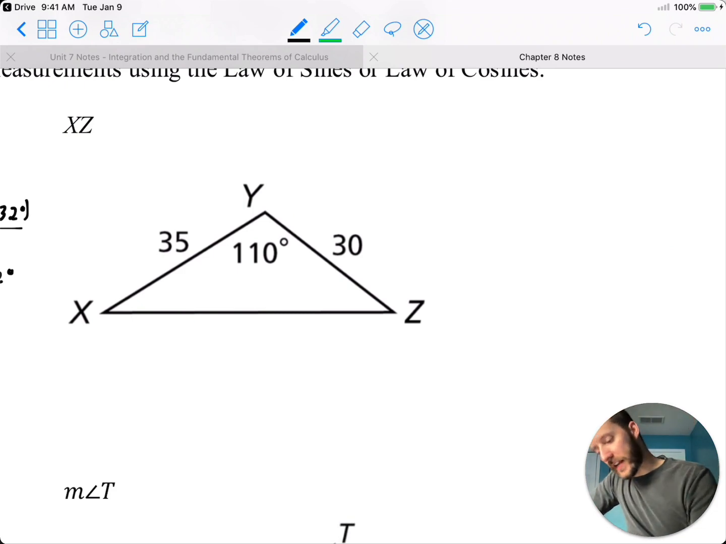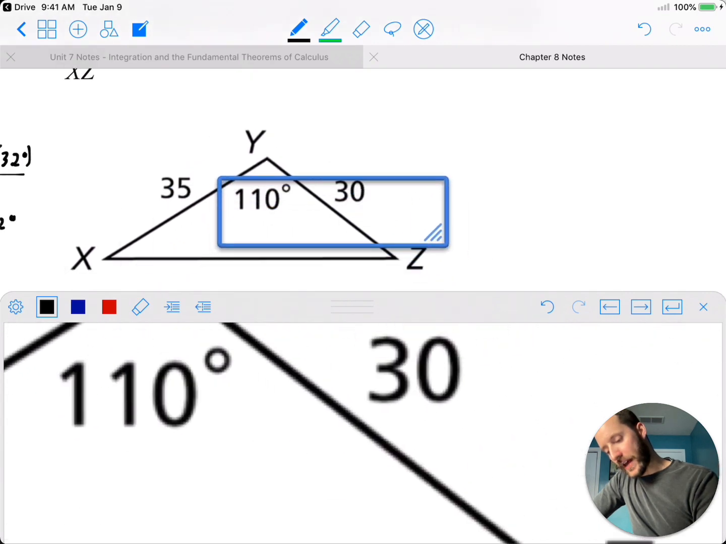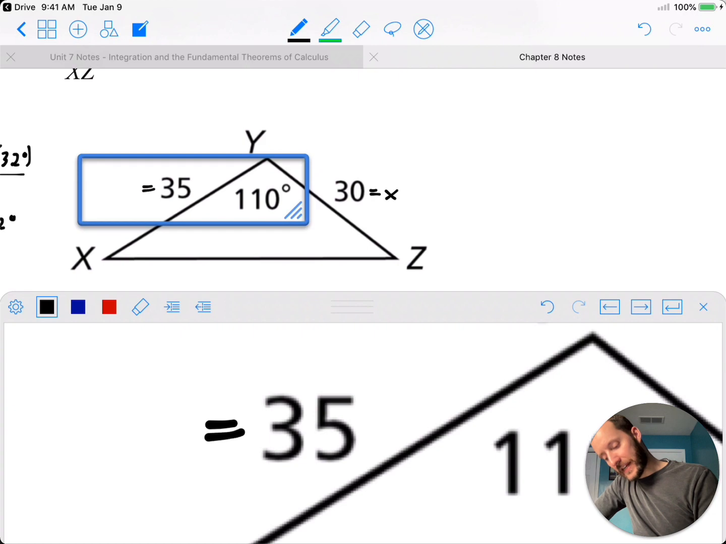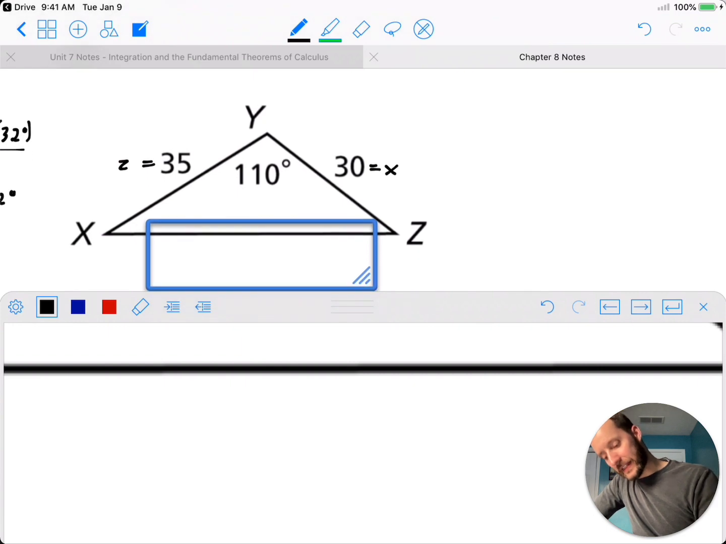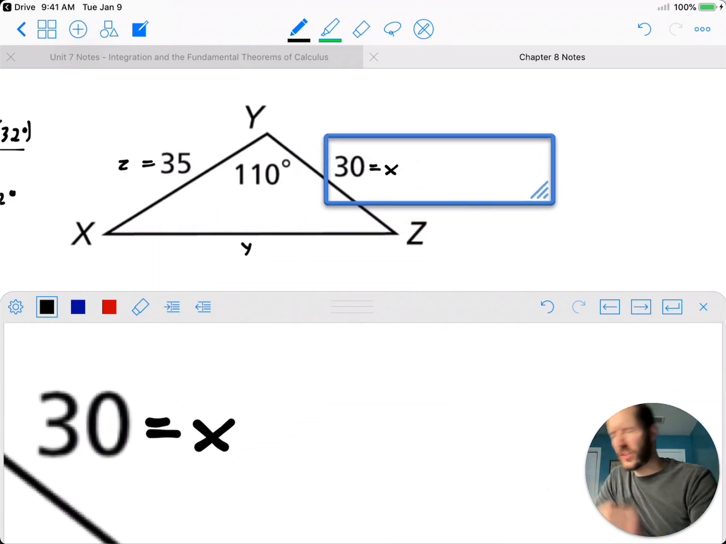Take a look at this one, finding xz. So we have the 30 opposite angle x, so that's little x. We have 35 opposite angle z, that's little z. We're going to find xz, that's little y. So we don't have opposite information. We then have to resort to using law of sines, okay? Oh, sorry, law of cosines, duh. We don't have opposite information, so we have to use law of cosines.